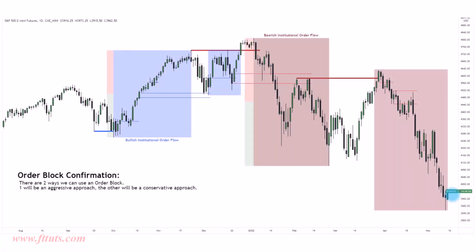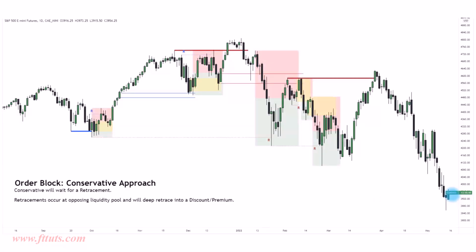So, order block confirmation. There's two ways we can use an order block. One would be an aggressive approach, the other would be a conservative approach. Similar to liquidity pools. So this is the conservative approach. The conservative approach will wait for retracement. And retracements occur at opposing liquidity pools. And if the retracement happens, it will trade back into a deep discount or premium.